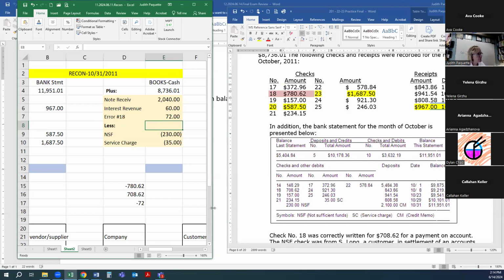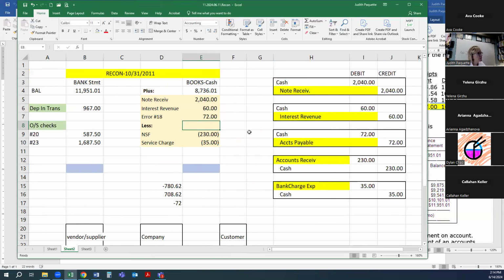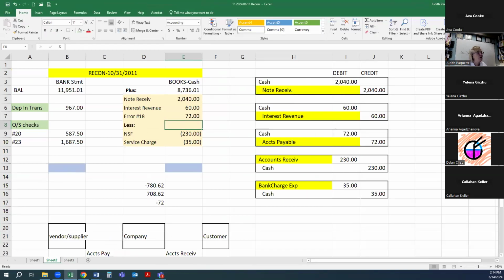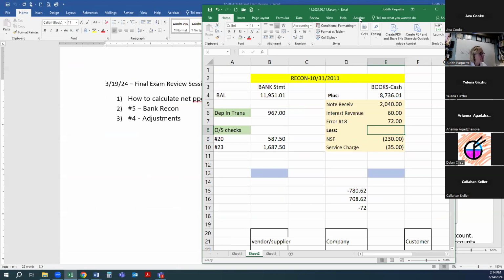So now let's test what we've done. Right now I'm going to add all these numbers. I'm going to take the beginning balance plus, this is on the bank side, and I'm going to subtract my outstanding checks. And I'm going to get 10,643.01. Over here, because I've set it up with negatives and positives, I can just add down.